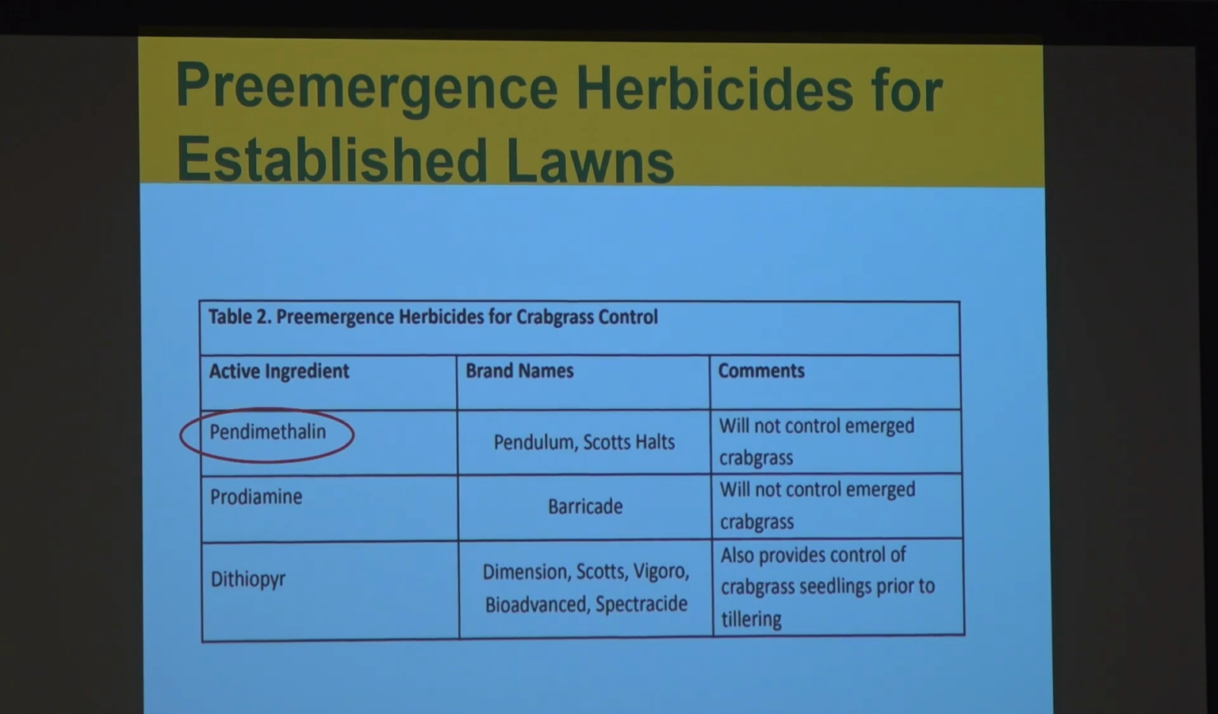I have listed dithiopyr here. So dithiopyr on the bottom is becoming more common in big box stores out there and at garden centers. So dithiopyr is nice. It's not just a pre-emergence, but it also has some activity at the seedling stage.